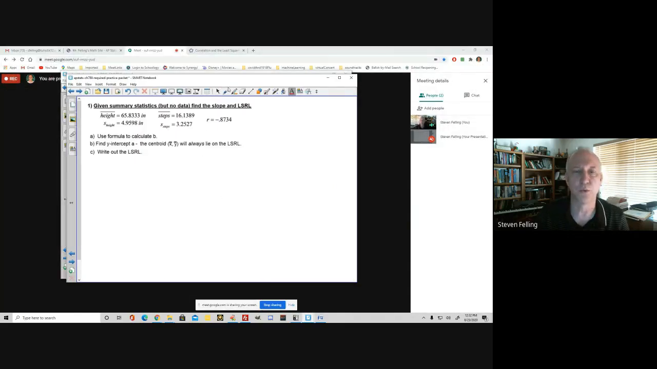So this first one, number 1, it says, what if we were not given the data set, but we were given the summary statistics, like the mean and the standard deviation of the x variable and the y variable and the correlation coefficient? Could we still find the slope in the LSRL? So we don't have software, so we can't copy it from a table. We don't have the data set to plug in, but it turns out we still can find the LSRL. And here's how we do it.